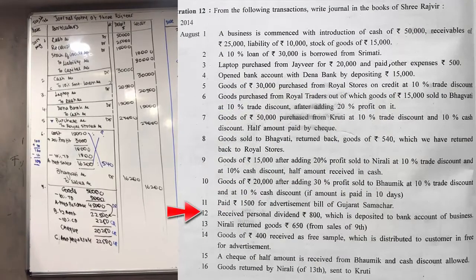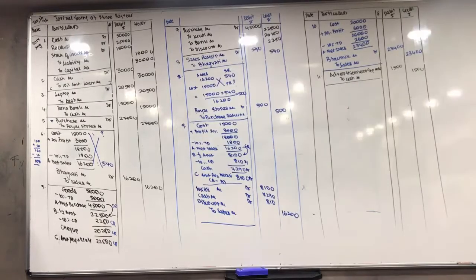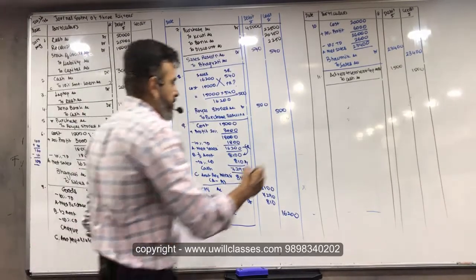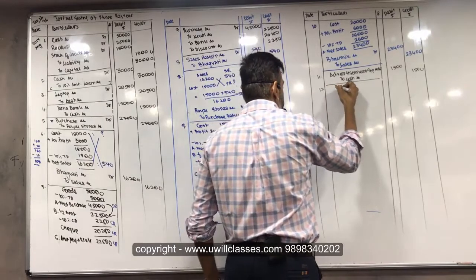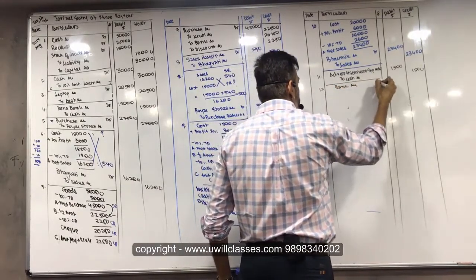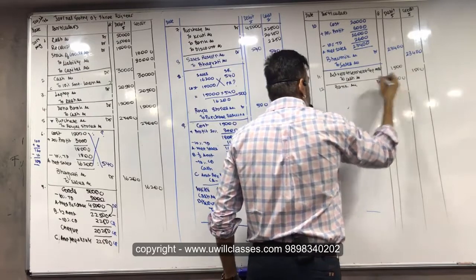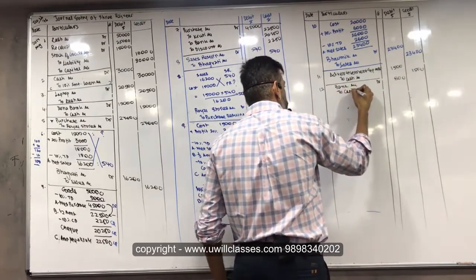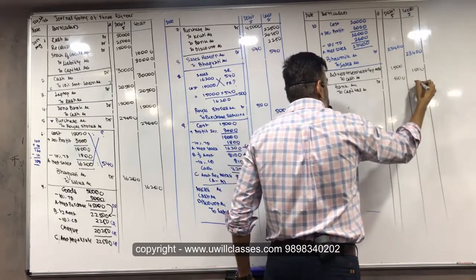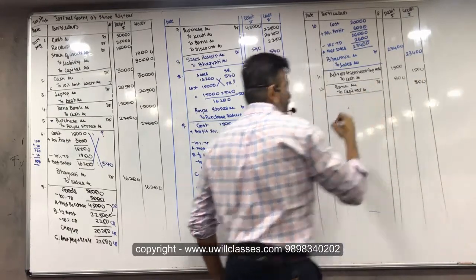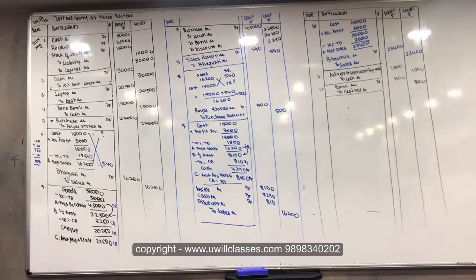Received, we have done this before. Received personal dividend, that is personal income of the owner, which is deposited to bank account of business. A personal expense is drawings and personal income is capital. Write, bank account debit. Amount is to capital account. Bank account debit to capital account.